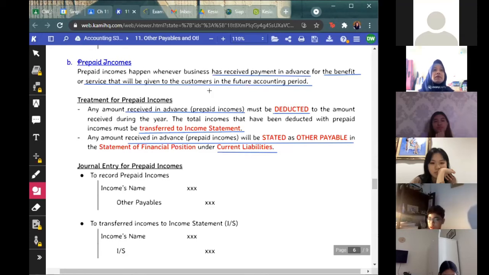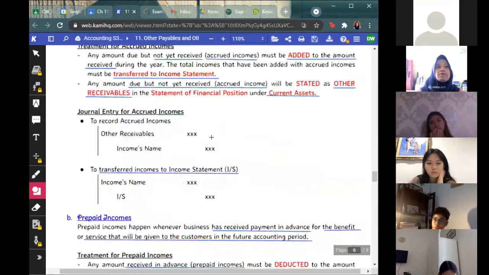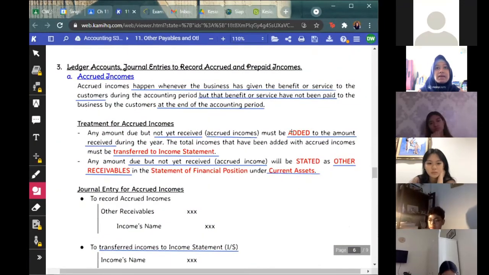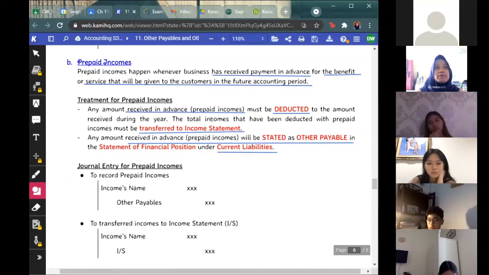Okay. The treatment for prepaid income: any amount received in advance or prepaid income must be deducted from the amount received during the year. The total incomes that have been deducted with prepaid incomes must be transferred to the income statement. If we have accrued incomes, it will be added. If we have prepaid incomes, it must be deducted at the end. Accrued and prepaid at the end.